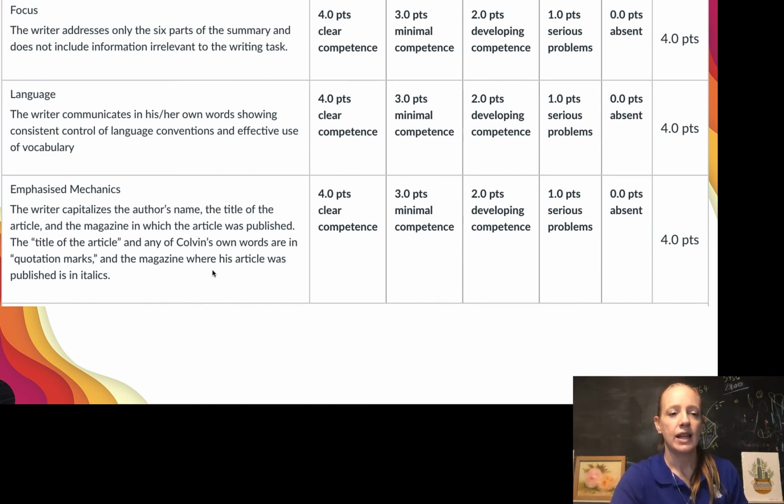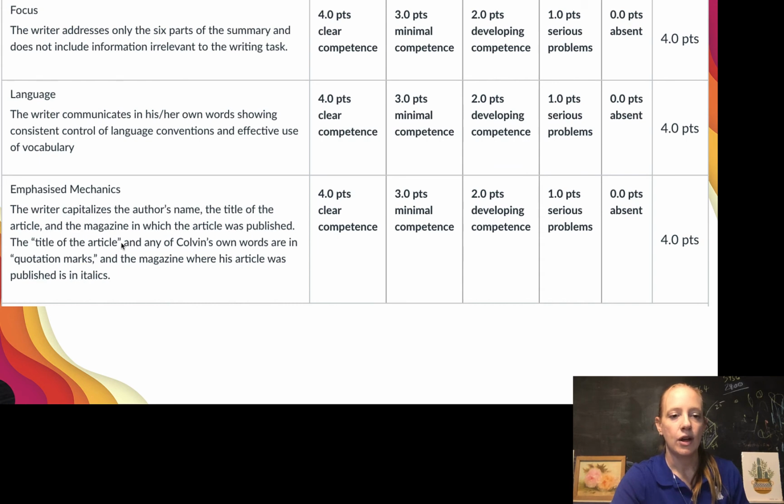And finally, the emphasized mechanics. This is, did you always capitalize Colvin's last name? See, Colvin, so it looks like this. Did you always capitalize his first name? Did you always capitalize the names like Michael Jordan? So any name, do they have the right capital letters? Is the title of the article capitalized the same way it is on the article itself? Did you capitalize the F in Fortune, the M in Magazine? Did you capitalize the O in October?